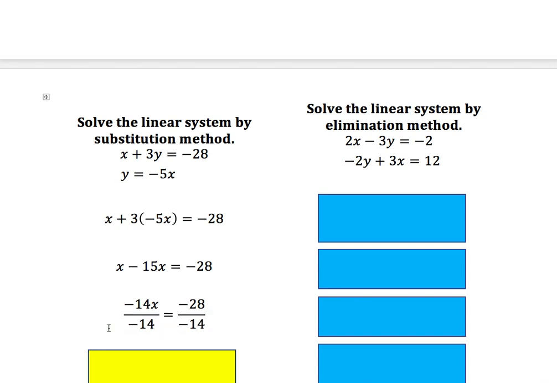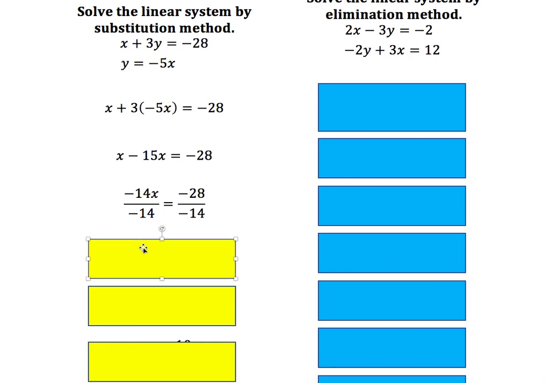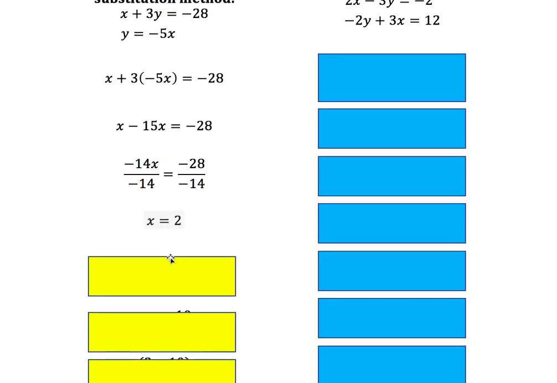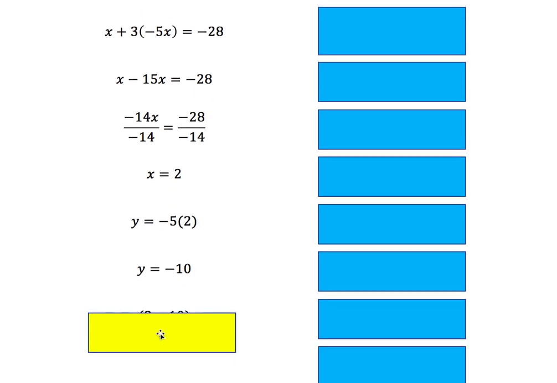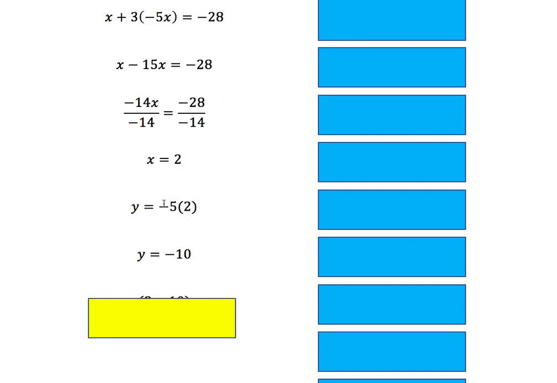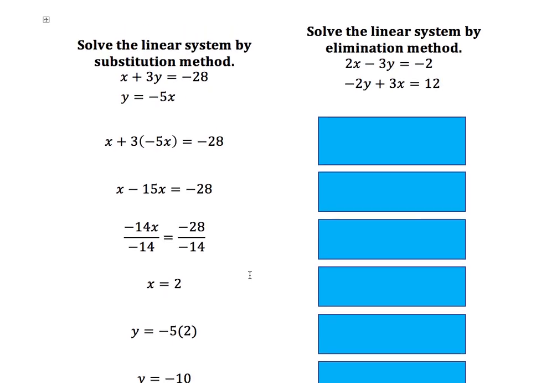I want to get rid of that negative 14, so I'm dividing by negative 14, and I get x is equal to positive 2. Now that I know that x is equal to positive 2, I'm going to replace this x with a positive 2 here. So I have y is equal to negative 5 times 2, which simplifies to negative 10. So my x value is 2, my y value is negative 10, and that is my solution.